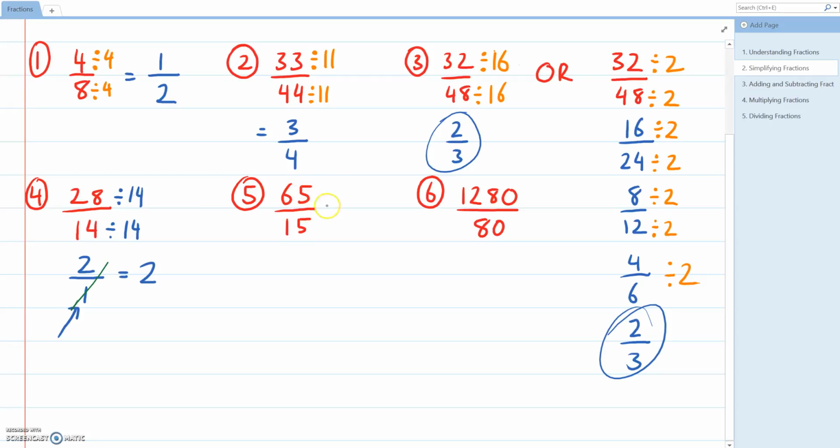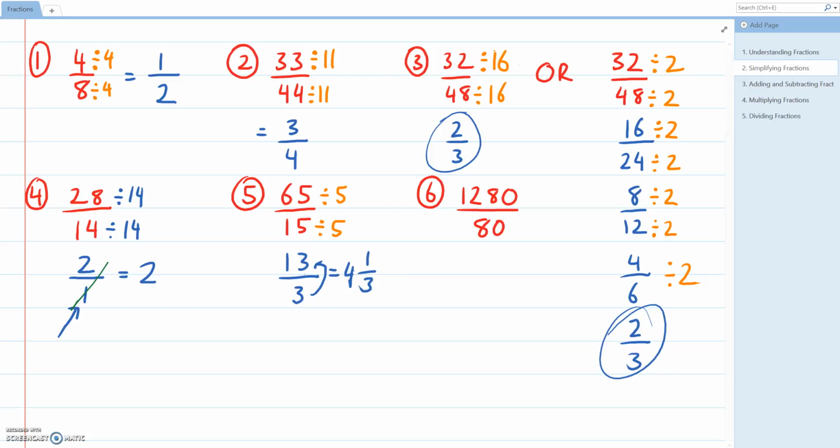Bit of a tricky one here. I'm not sure what the biggest common factor is, but I know that anything ending with a 5 is divisible by 5. So I'm going to start with that. So 5 goes into 65, how many times? 13 times. And 5 into 15, 3 times. I think that's all we can do. If we wanted to write that as a mixed number, 3 into 13, so we'd go 3, 6, 9, 12. So that's 4, and we're left with 1/3 left over.